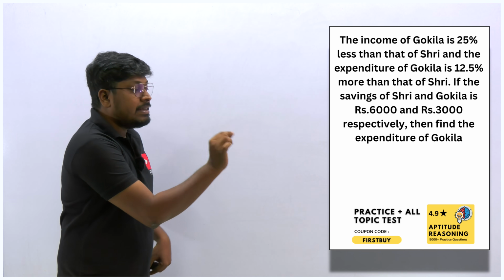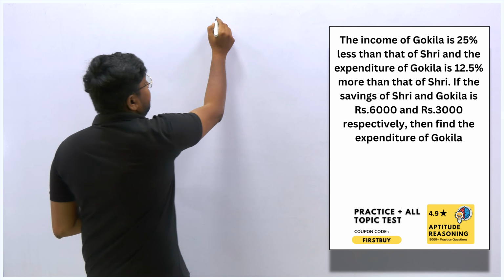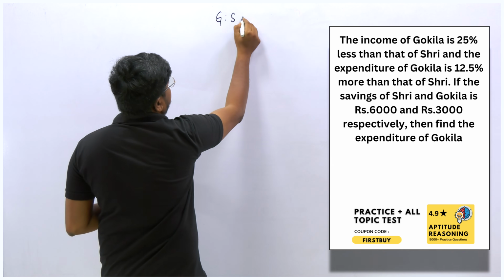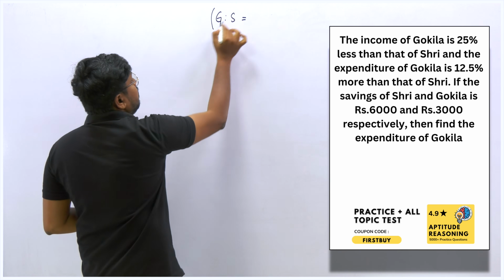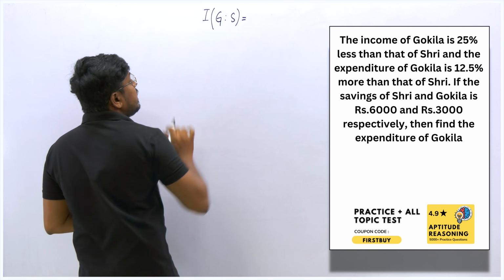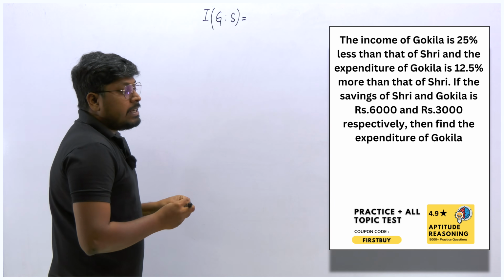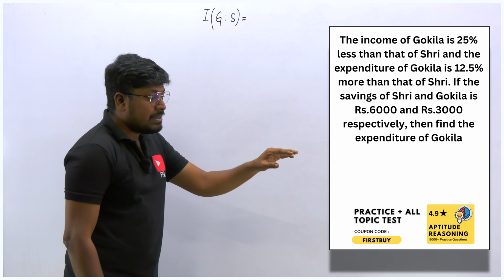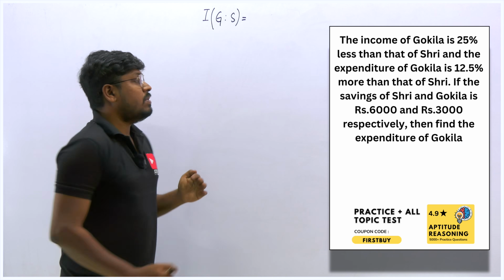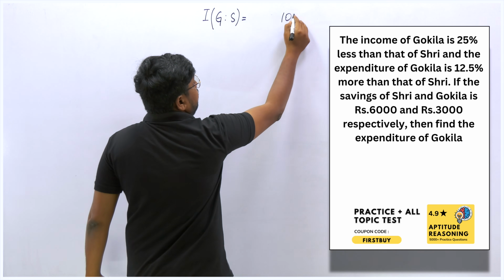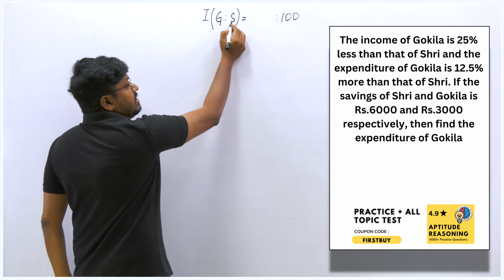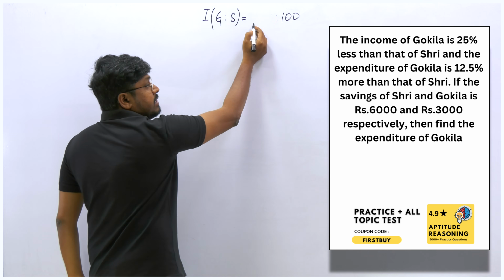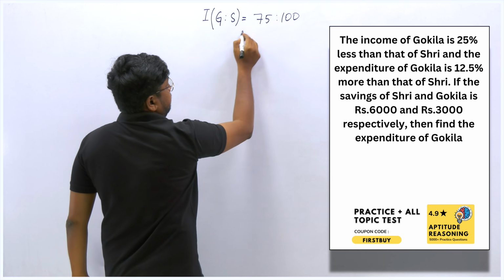Just see what they are saying is the income of Gokila. So let's fix Gokila and Sri, right? So the income, let's talk about the income ratio. So the income ratio, what they are saying is the income of Gokila is 25% less than Sri. So now what we can do is we can take 100 as Sri. What about Gokila? 25% less, which will be 75.